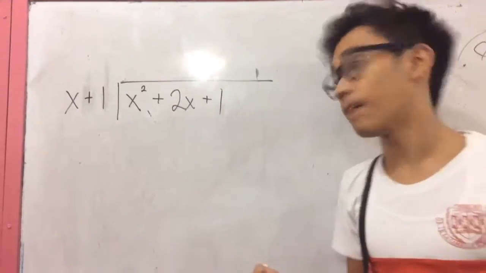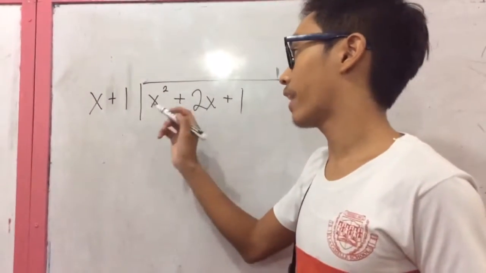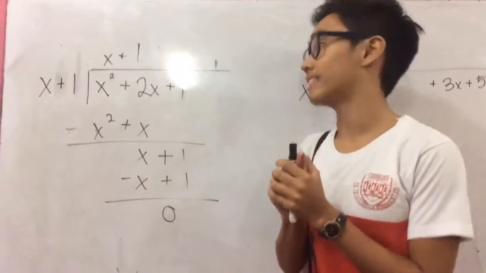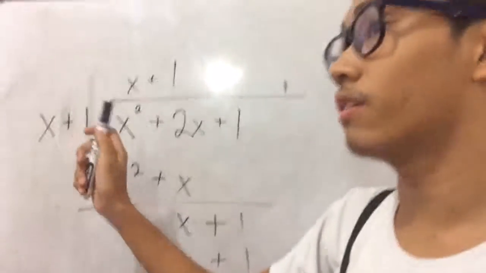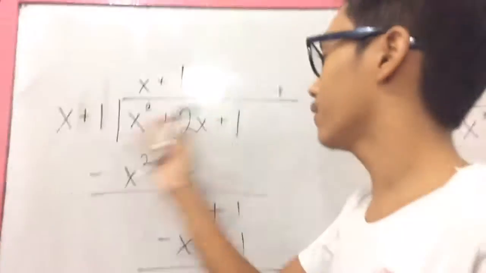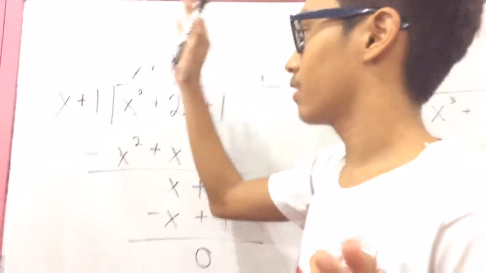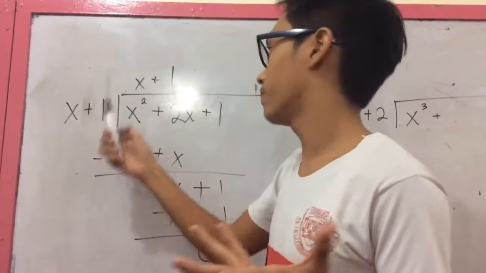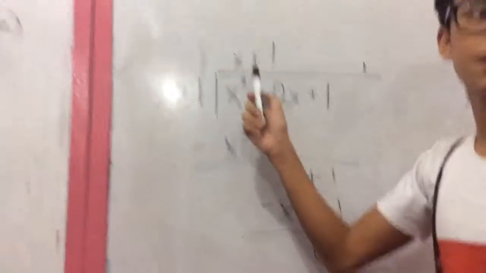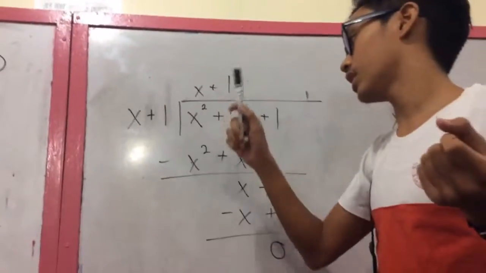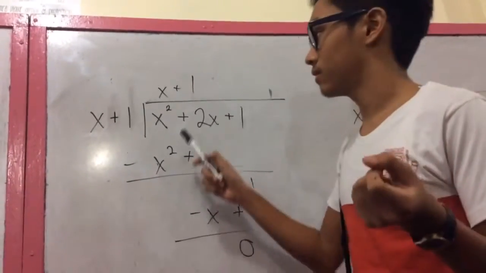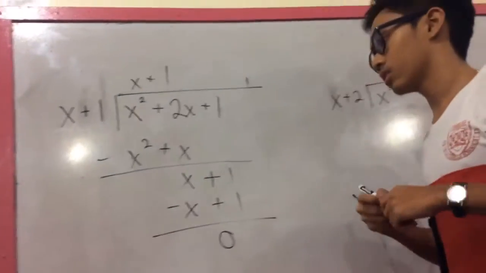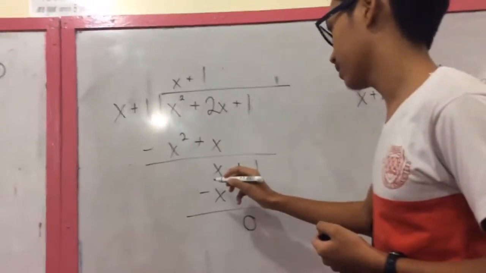Let's try another example. X plus 1 divided by x squared plus 2x plus 1. So in this example, we have to only divide the variable to the dividend first before we multiply it to 1. So x divided by x squared would be x. So x times x is equal to x squared. X times 1 would be x. So the answer would be x.